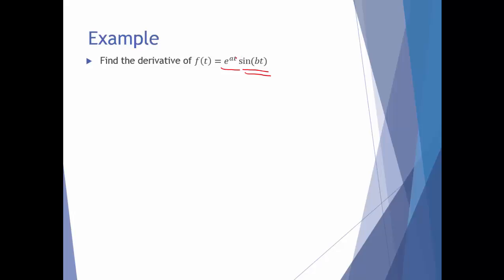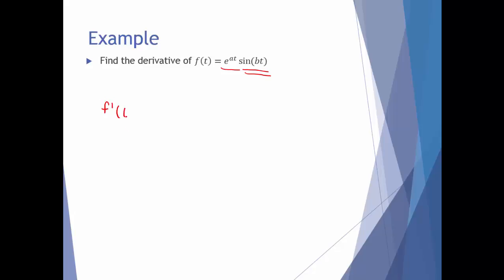But in addition to that, I notice that I don't just have the variable up in the exponent of my exponential. T is my variable because this is f of t. So I have an entire function sitting up here, that function being a times t. Also, inside my trig function, I don't just have t, I have bt. So both of those derivatives are actually going to involve chain rule as well. So let's start by writing out my product rule.